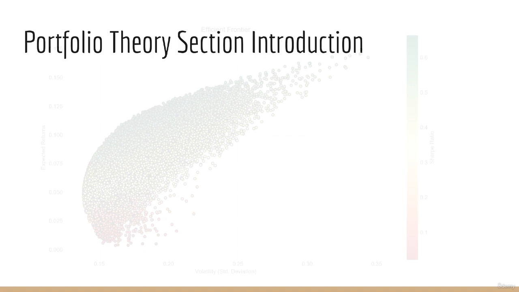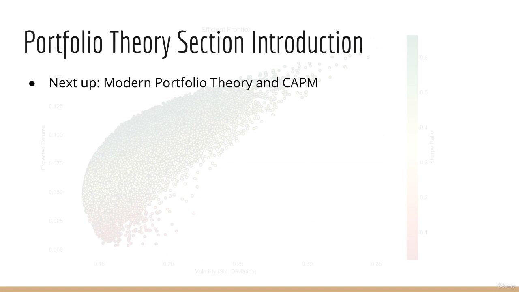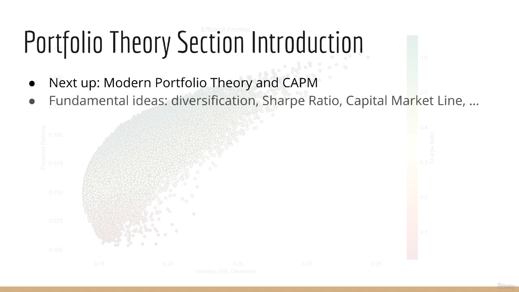In this lecture, we are going to begin the next section of this course, which is all about modern portfolio theory and the capital asset pricing model. This section will introduce you to some of the most fundamental ideas in modern finance, such as diversification, the Sharpe ratio, the efficient frontier, and the capital market line.